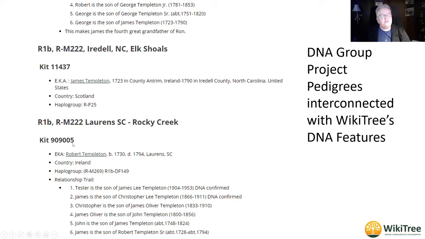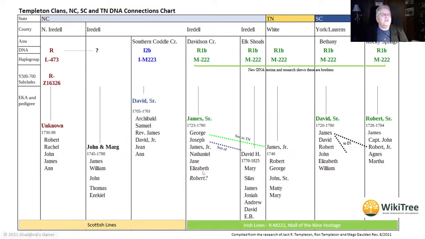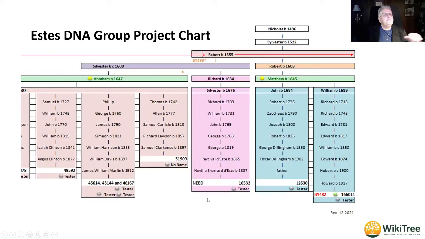Family Tree DNA does not consider showing a kit ID as a privacy issue because you can't figure out who the person is, and the person is not listed here. So you can interconnect with WikiTree's DNA features, which are really good. You can display charts like this one that helps me understand my Templetons, or like what Roberta Estes has up on her DNA Group project at WikiTree.